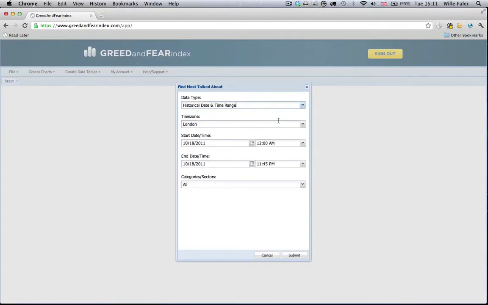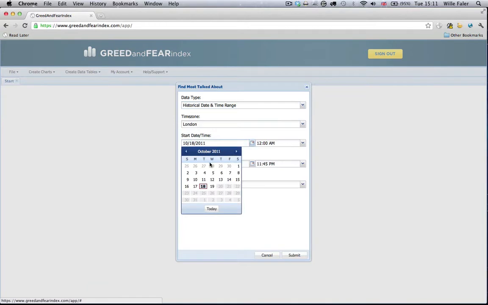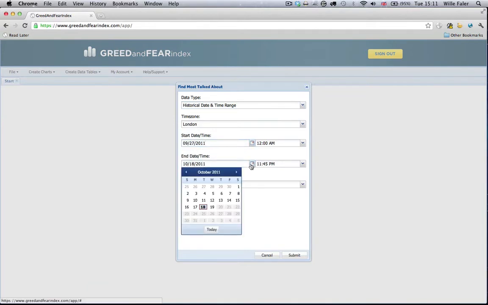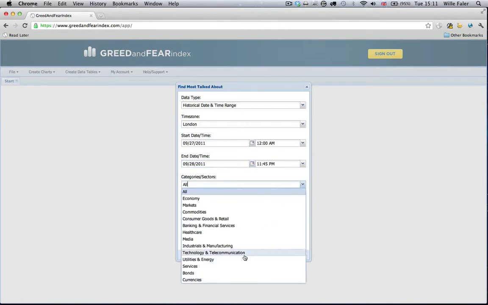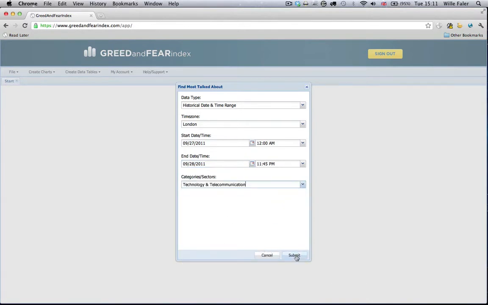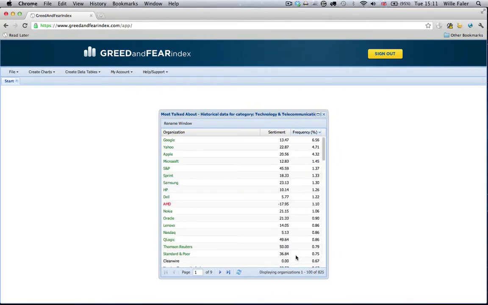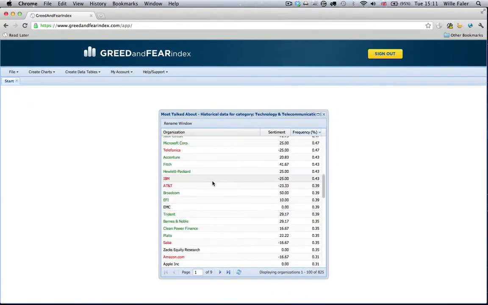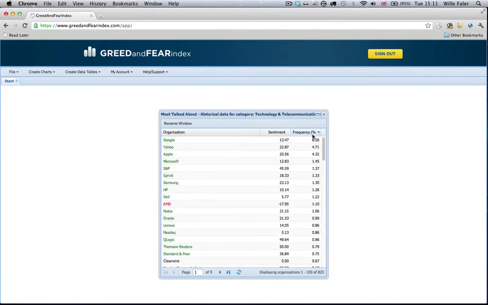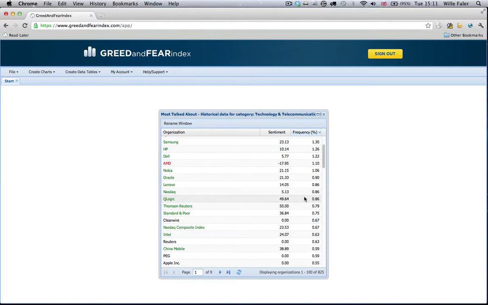talked about companies, let's look at a historical date range between the 27th of September and the 28th of September for technology and telecommunications. Here you see the companies in order of their frequency of mention. The frequency is how often they have been mentioned over the time period as a percentage of all organization mentions.